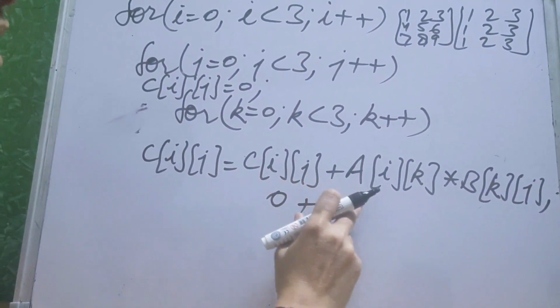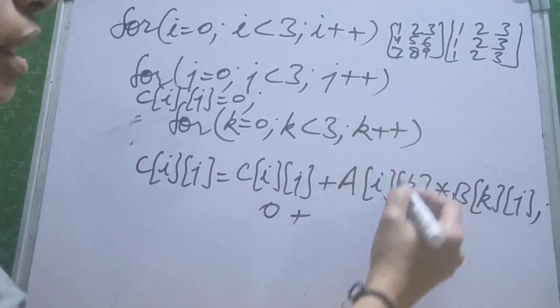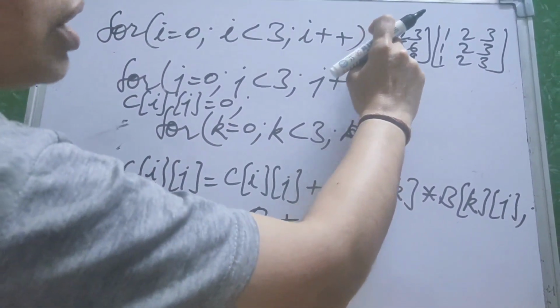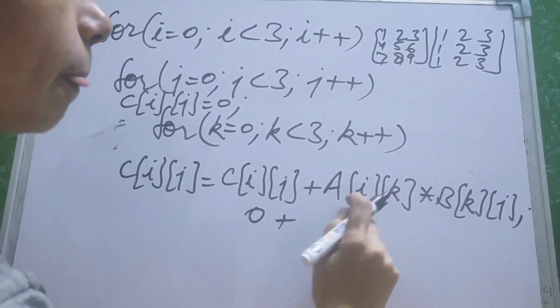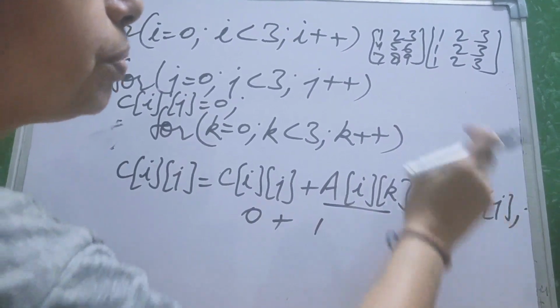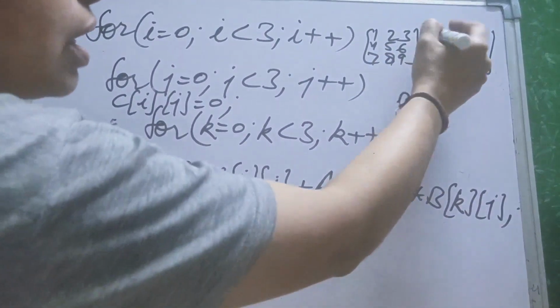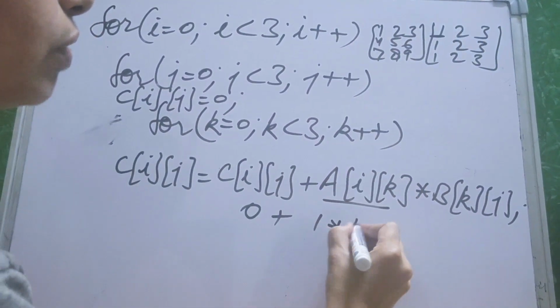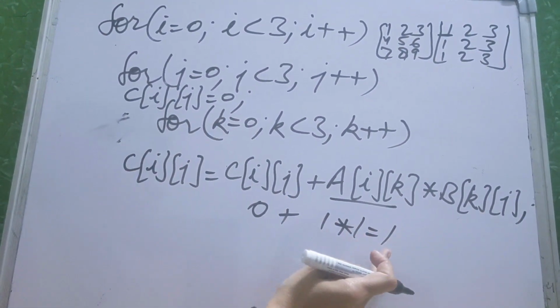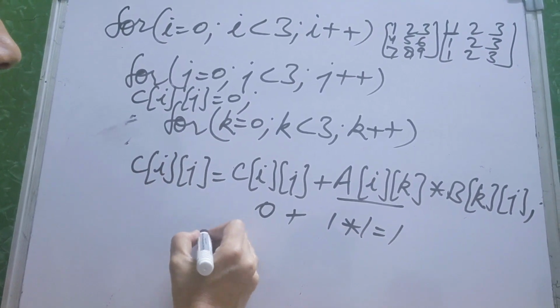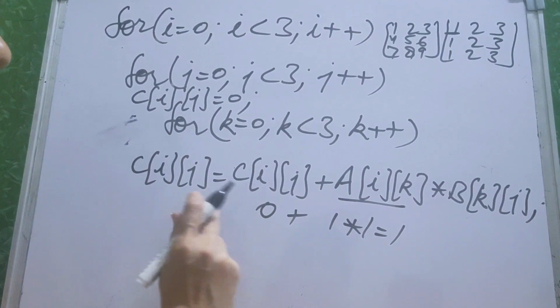This is initially 0 and then Aik. I is 0, K is 0. Then 0 0 index 1 into 1. This one is 1 into B Kj. K is 0 and J is 0. Then this one 0 0 index 1 into 1, that is 1. Next it will assign the value here C00. That means C00 is now 1.